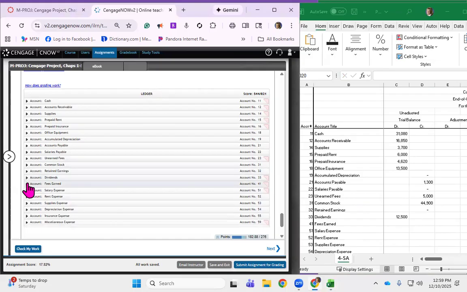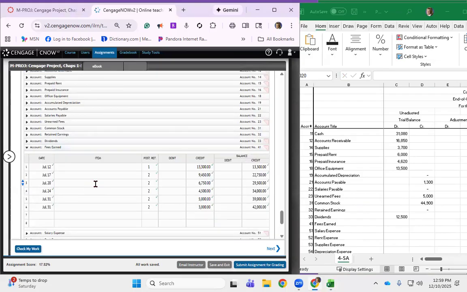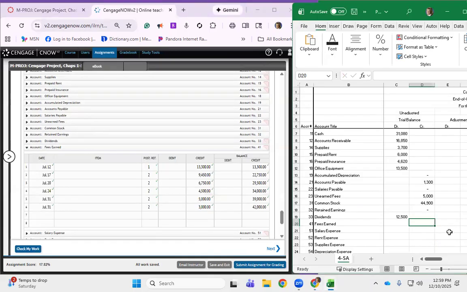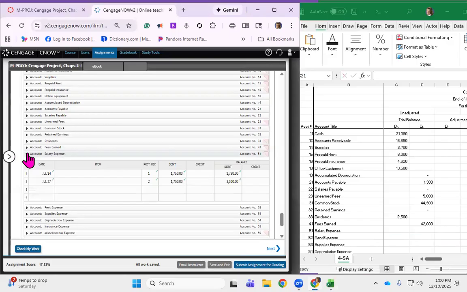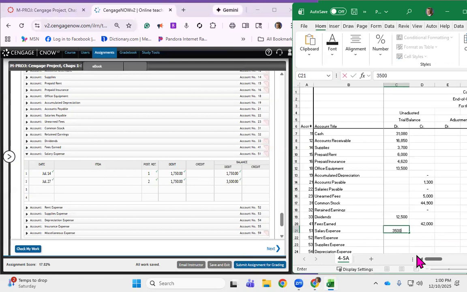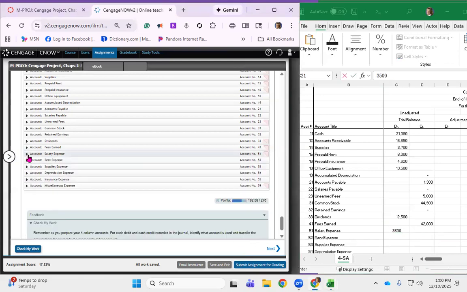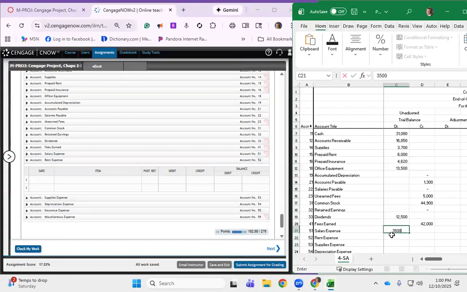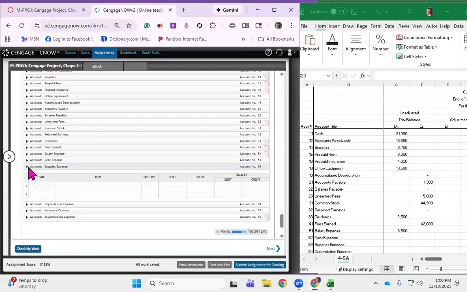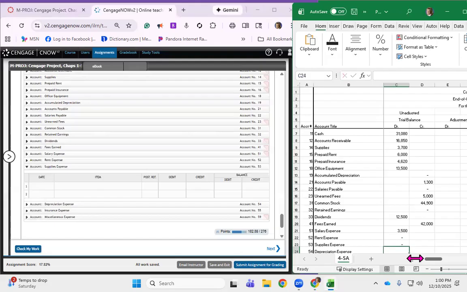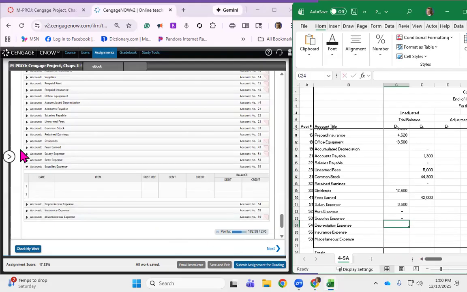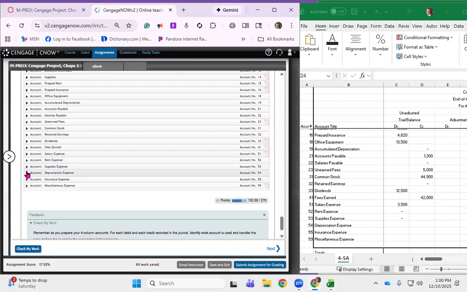Now we're going to look at fees earned. Fees earned. I got 42,000 on the credit side. And now I'm going to jump back across because all of the expenses will have a debit balance. We do have a debit balance of 3,500 in salary expense. I don't think we have anything in rent expense yet, but we probably will after an adjusting entry. Supplies expense, I don't think we have anything. But we have to have these accounts in order to do an adjustment. I don't think we have any in depreciation expense.